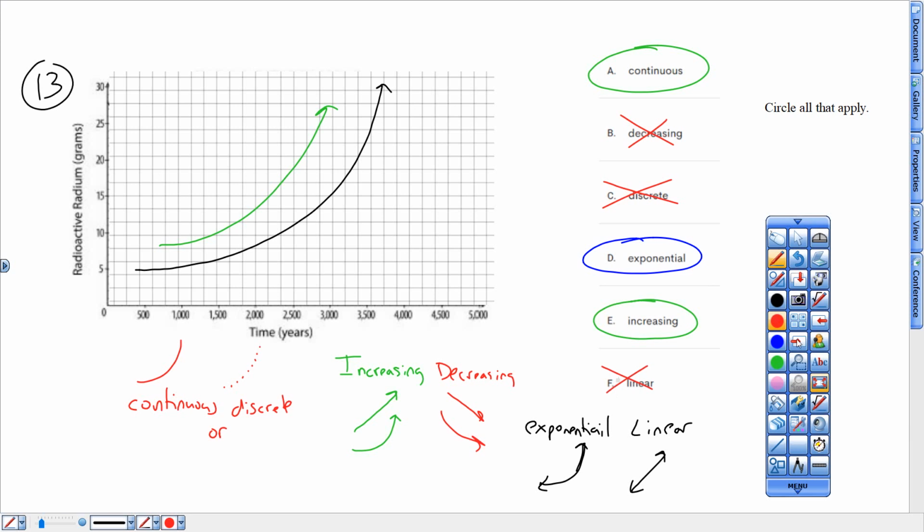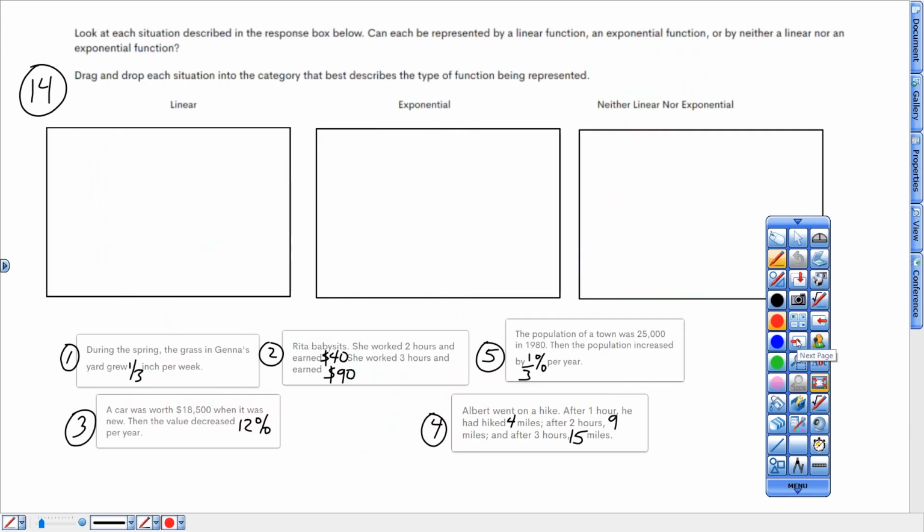All right, moving on. 14. This one, again, they want you to describe linear. Linear is adding or subtracting by the same number. Exponential, for this problem set, anything where you see a percent is timesing. And then neither percent nor adding, subtracting by the same amount. So again, that's a little tricky, the neither one.